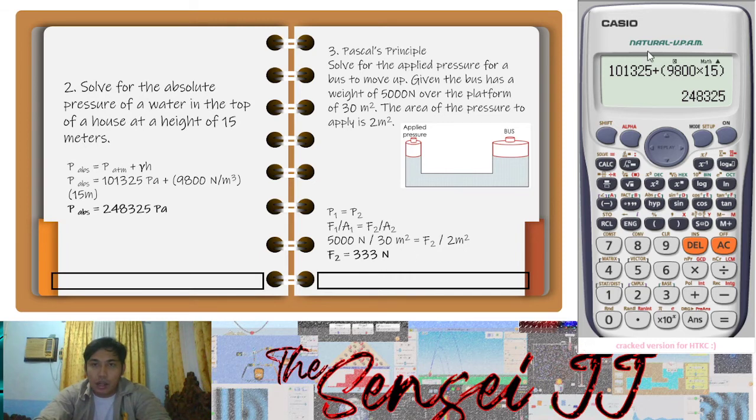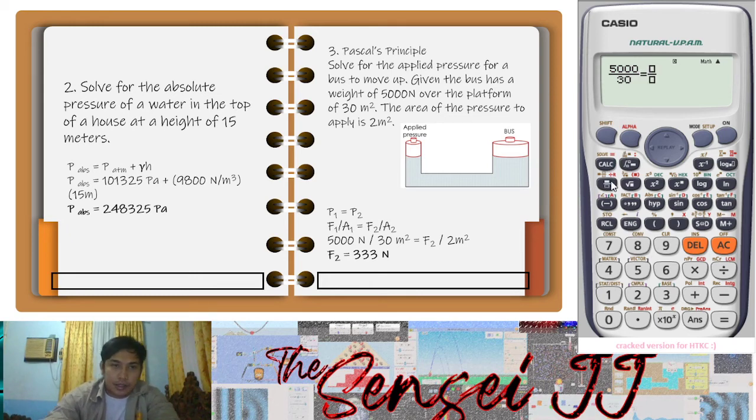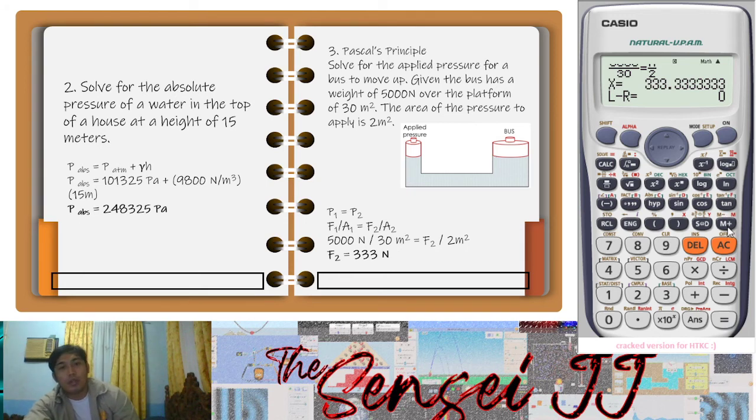Okay, so let's try to solve this. We have here 5,000 divided by 30, which is equivalent to x. So this is our unknown, and the area that is applied is 2. Okay, so let's try to solve this one. 333.33, so there's a decimal pa.